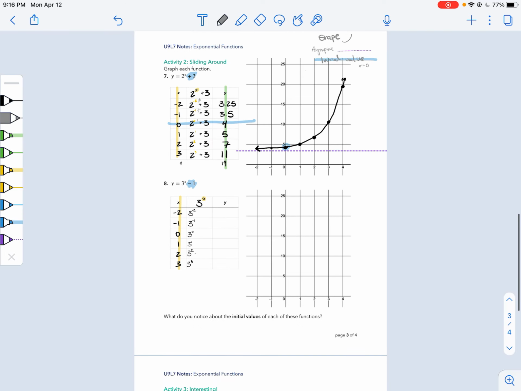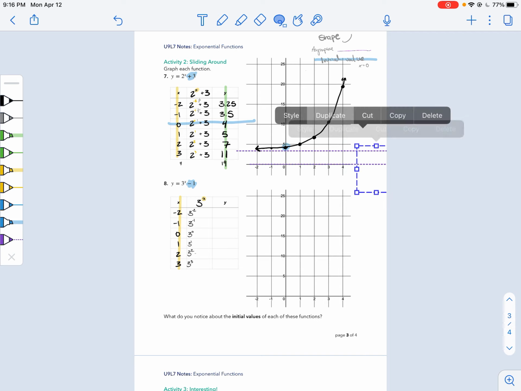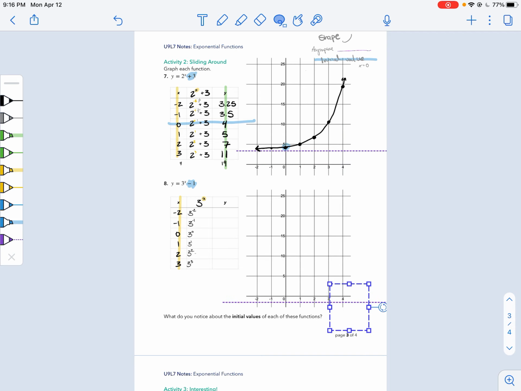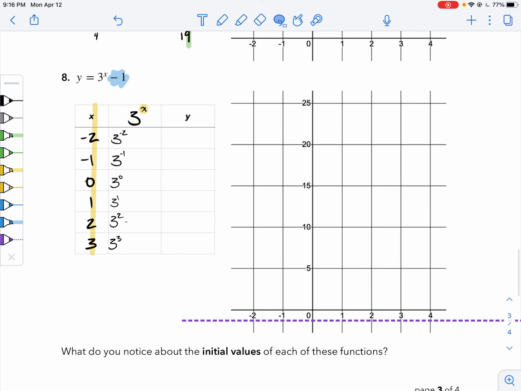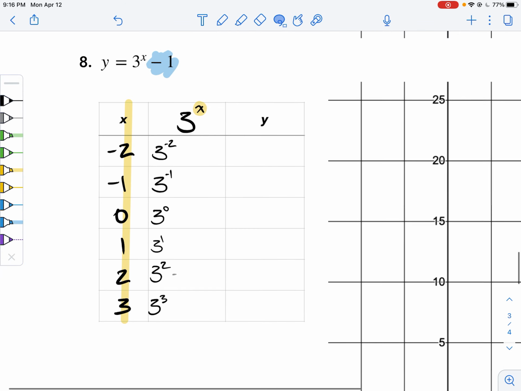All right, one last one. Let's put our asymptote on here. The asymptote here is going to be at -1. Close enough. Okay, so we got 3 to the x. We need to add a -1 to each of these.